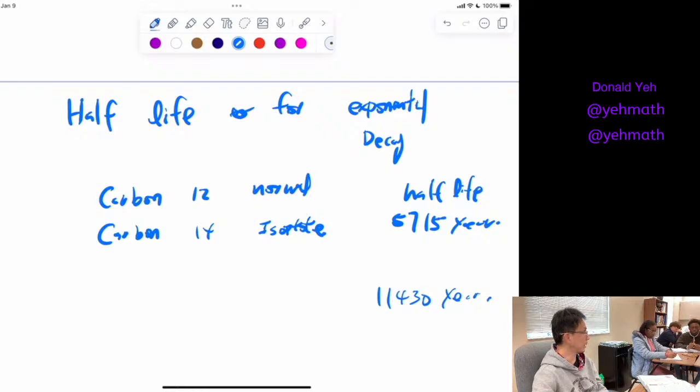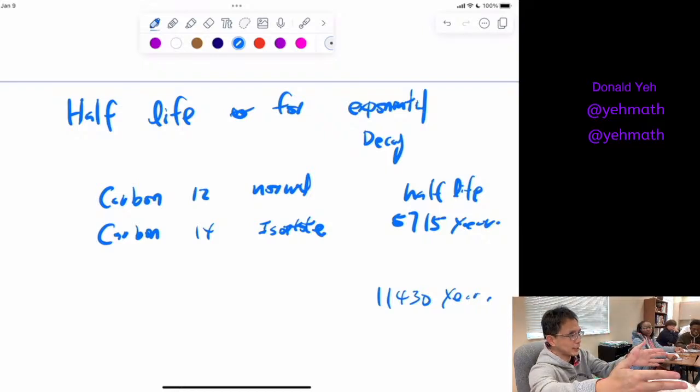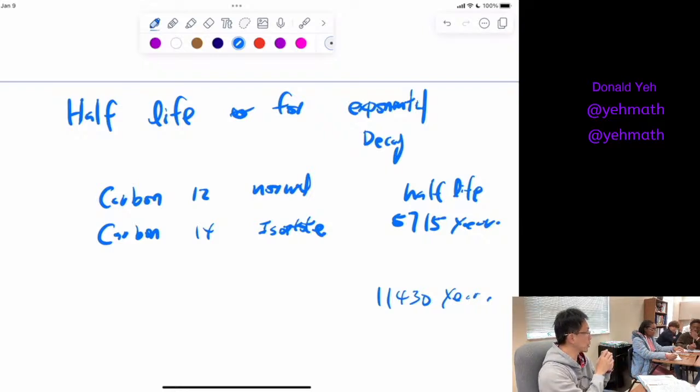2.5 is correct because after 5,730 years, the 10 grams become 5 grams. Does that make sense? And then another 5,730 years later, it becomes 2.5 grams. And then another 5,730 years, it comes to 1.25. It becomes half of the previous amount. Yes, Robert. So it can never get to 0? Yes, technically. It will get very close to 0, but it's not going to be 0. It always has something left.